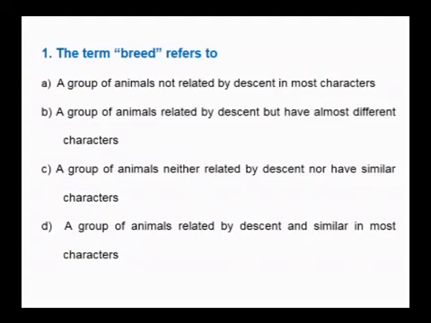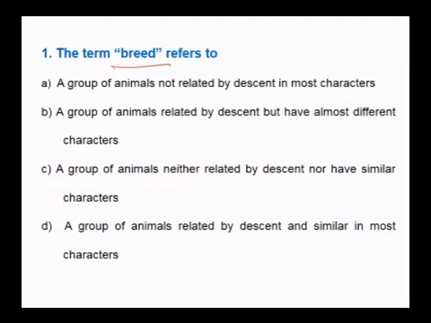Now we will discuss some multiple choice questions related to these strategies in food enhancement. So the first question, the term breed refers to. So we are studying even in animal breeding. So breed: a group of animals not related by descent in most characters, a group of animals related by descent but having almost different characters, a group of animals neither related by descent nor having similar characters, a group of animals related by descent and similar in most characters.